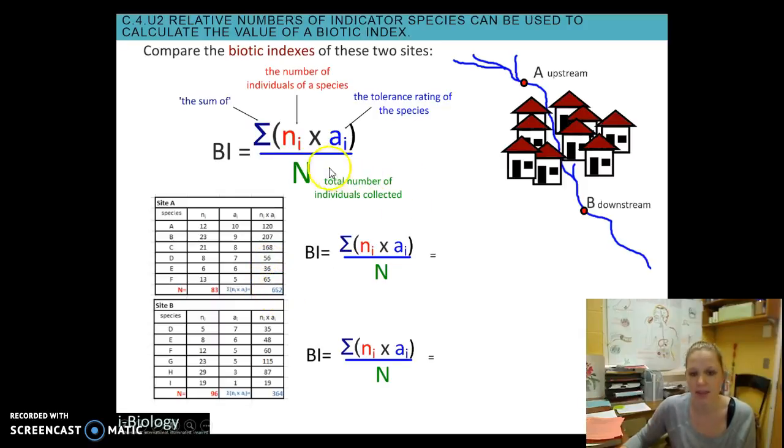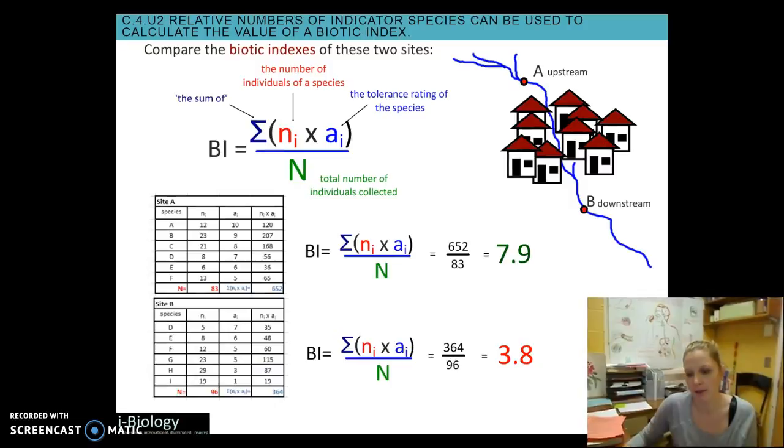I then divide by the total number of individuals counted, or collected. And I only do that at each site. I don't add site A plus site B together. So the sum is 652 for site A, and I divide by 83. Got it? The sum for site B is 364, and I divide by 96. So if I do that math, I get 7.9 and then 3.8.